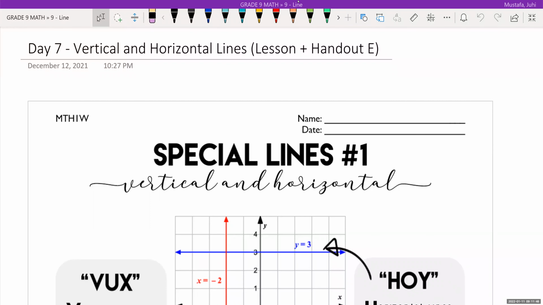All right, so today's lesson is about special lines, and we're going to do two lessons today on special lines. And the first one is going to be on vertical and horizontal lines.